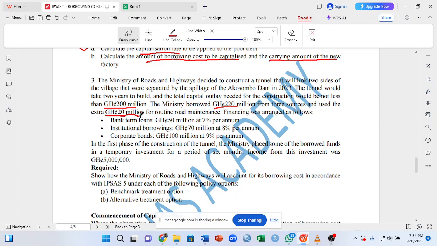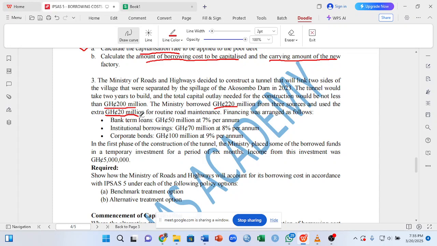In the first phase of the construction of the tunnel, the ministry placed some of the borrowed funds in a temporary investment for a period of 6 months. Income from the investment was 5 million. Required: show how the Ministry of Roads and Highways will account for its borrowing costs in accordance with IPSAS 5 under each of the following policy options: A. Benchmark treatment option; B. Alternative treatment option.